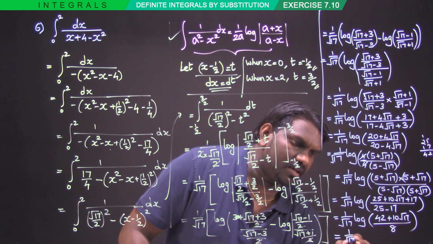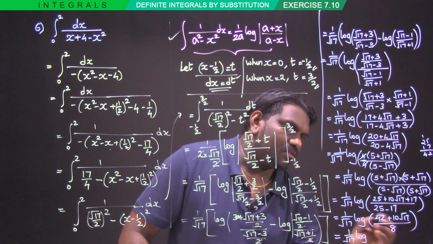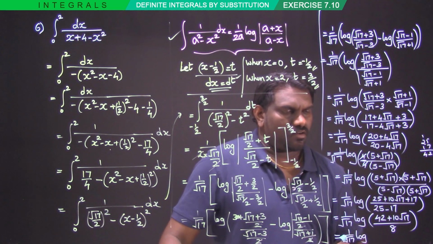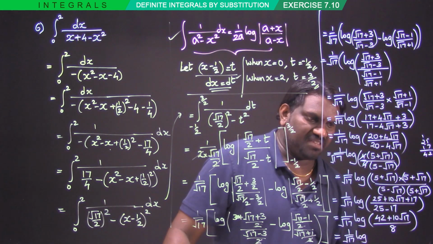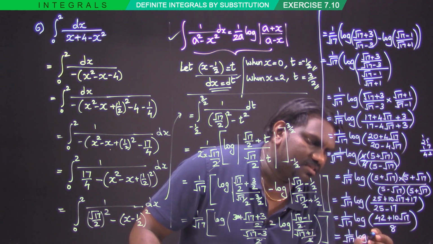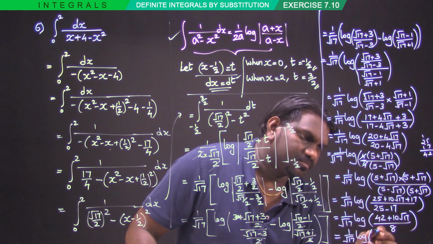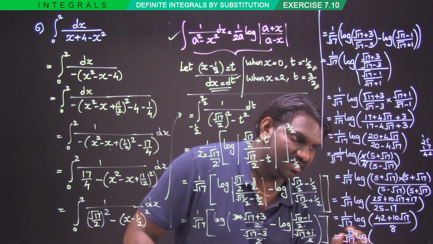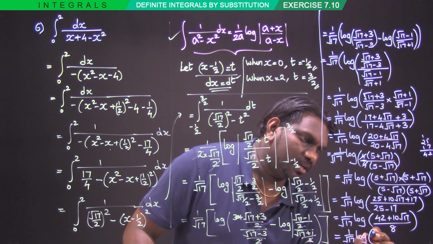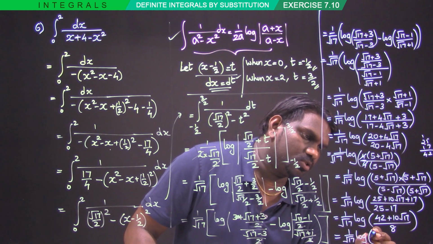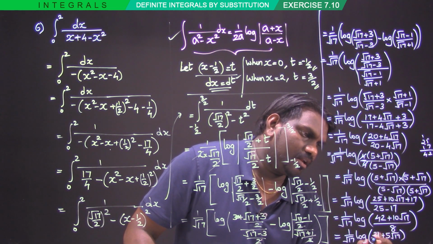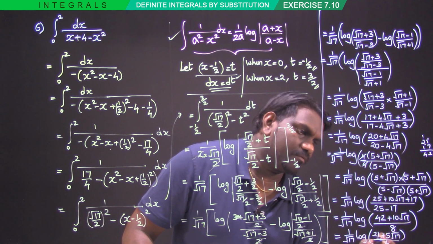1 by root 17 log, you can take 4 outside, not 4 dear, 2 outside. Yeah, 2 and this 8 will get cancelled. So what you get here is, when you go ahead with 2 outside and cancelling with this 8, it is going to be 21 plus 5 root 17, then dividing it, 2 by this one will give you 4.